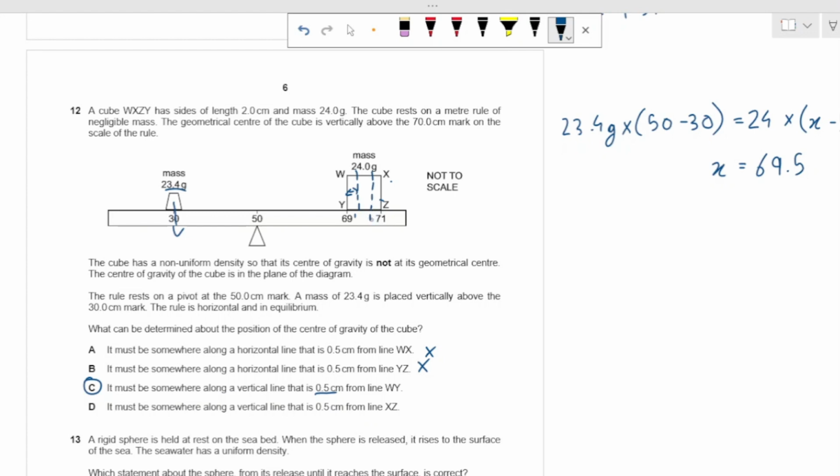0.5 from 71 backwards. That is absolutely wrong. Again, it's at 69.5, not at the 0.5 from 71. So option D is also wrong. Option C finally is correct.